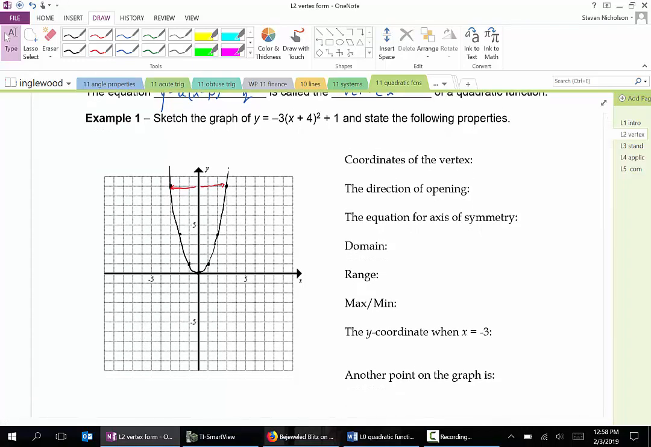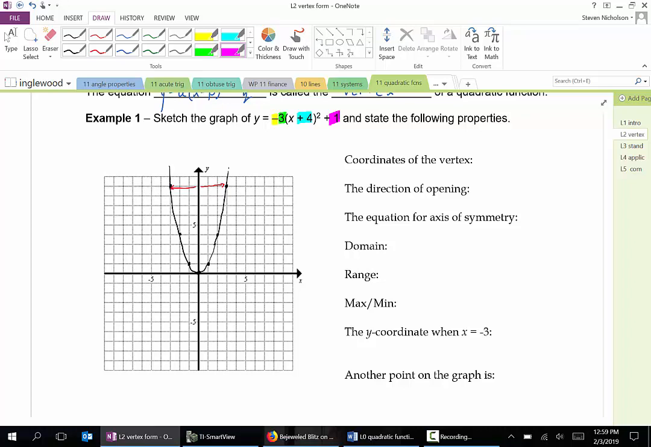Now, in this particular example, let's highlight what's happening. First thing, that negative flips this parabola upside down. This number here stretches it by 3. So it does get skinnier, but things get multiplied. This number here says our parabola moves to the left 4 spaces. And finally, this number here says every point moves up 1.